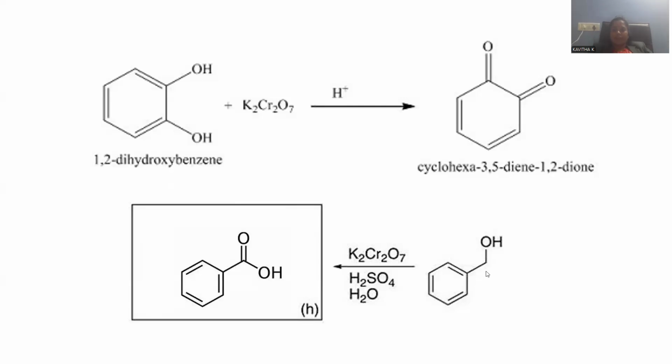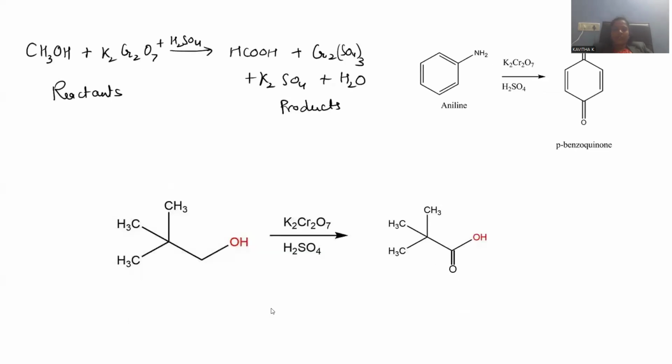We are taking a primary alcohol right here. CH2OH is there. Obviously, it is a primary alcohol reactant, so the expected product will be a carboxylic acid. Benzyl alcohol was taken. Benzoic acid is the product upon the addition of potassium dichromate, sulfuric acid, and moistened conditions. The expected product will be benzoic acid.